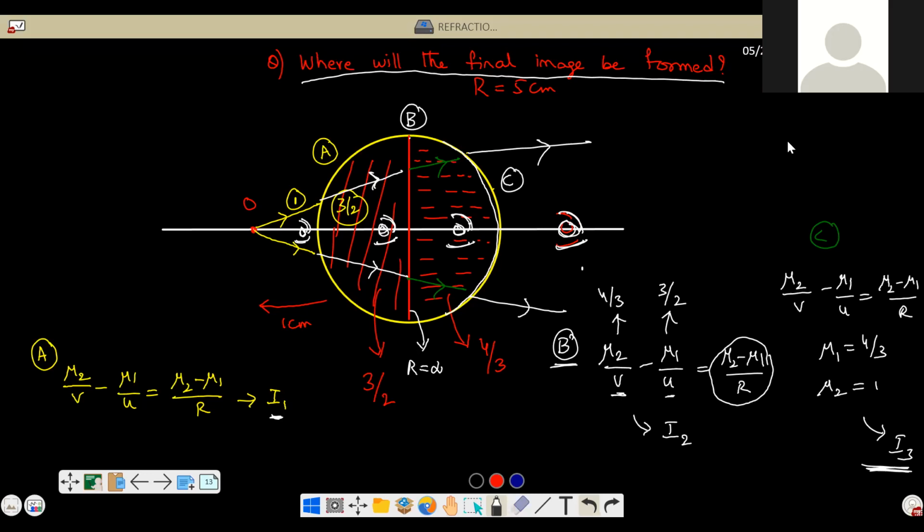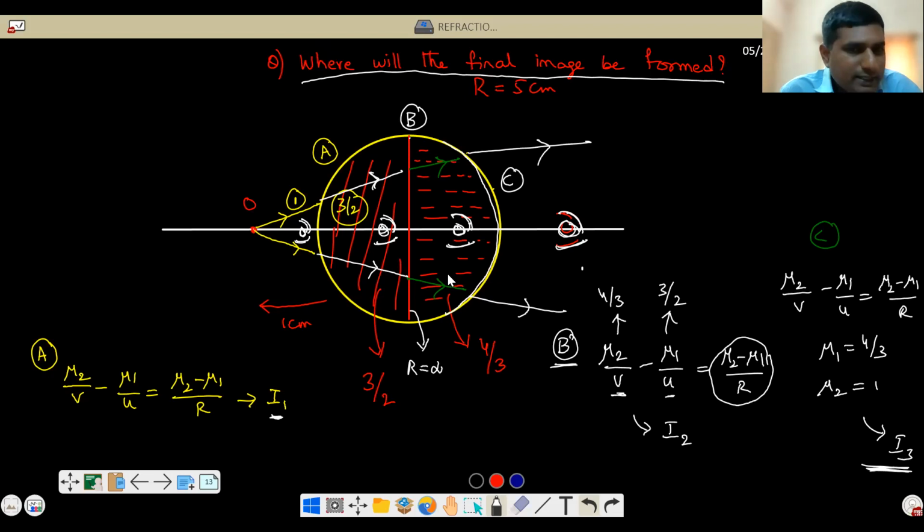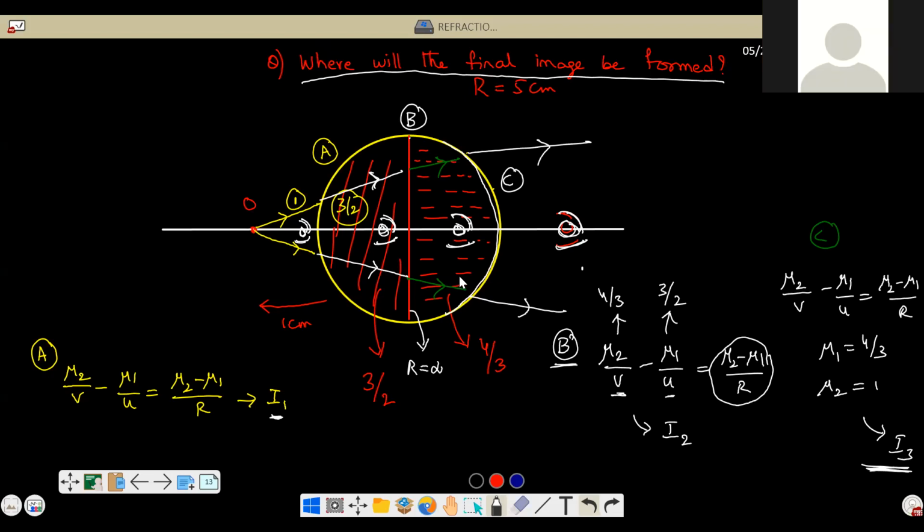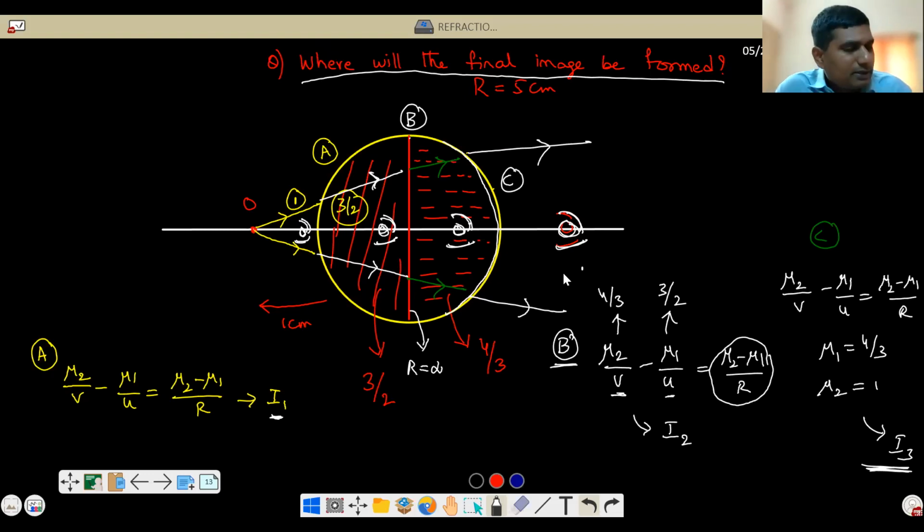Sir, for this problem is the answer 18 centimeters? For which problem? This problem. For the last problem. Yes, sir. Minus 18. This is the left side 3 by 2, right side 4 by 3. That's what, na? Yes, sir. Answer is minus 885 by 49 centimeters from sea surface.